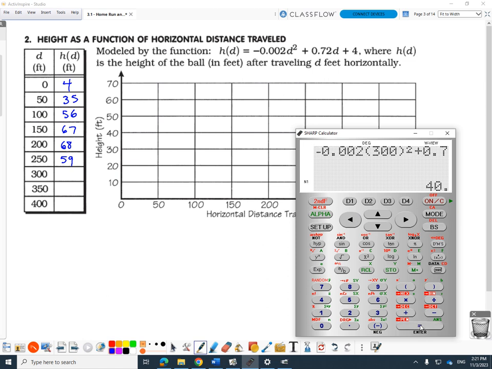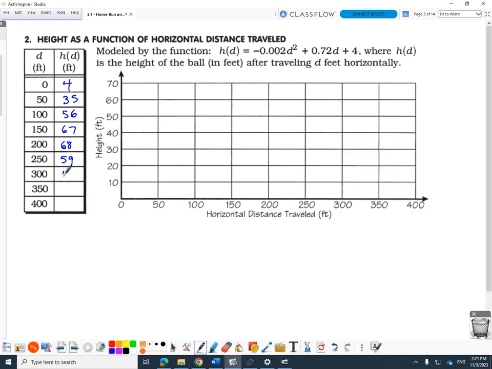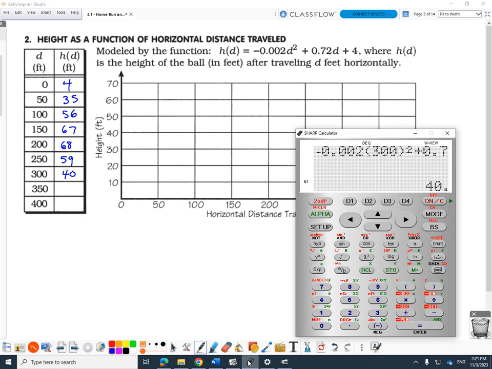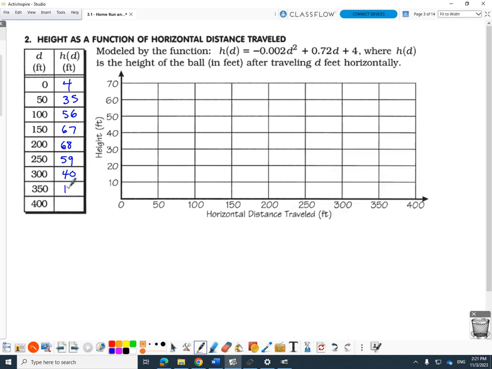$40, it's down to... It's coming down. Now 350, only 2 more to go, yes? What's that? Yes and no. Let's talk about what that means in just a second. Actually, I'll graph it first, and we'll decide what that could possibly mean.